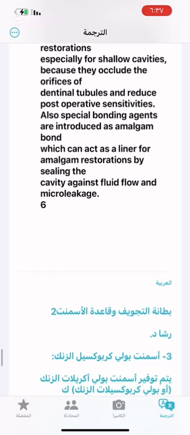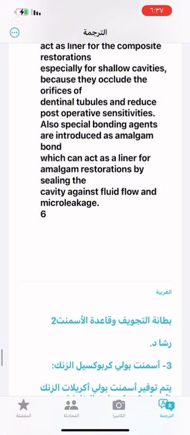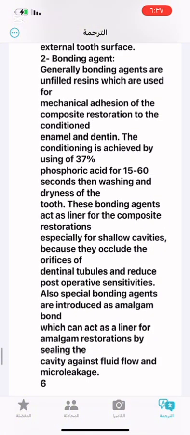2. Bonding agent. Generally, bonding agents are unfilled resins which are used for mechanical adhesion of the composite restoration to the conditioned enamel and dentin. The conditioning is achieved by using 37% phosphoric acid for 15 to 60 seconds, then washing and drying of the tooth.